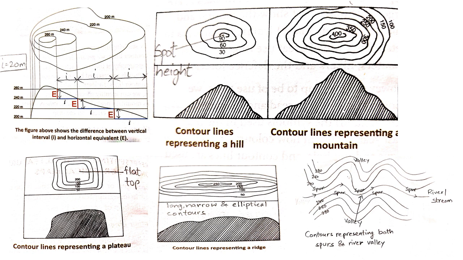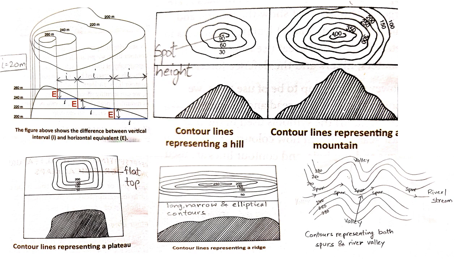As we can see in the first diagram here, the I is the vertical interval and horizontal equivalent is shown with a capital E. And I is always equal to 20 meter. As you can see here, 260 meter is the highest point. After that comes the 240 meter and they both have a difference of 20 meter.